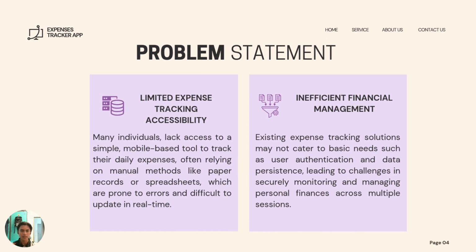After that, let's take a look at the problem statement. There are two problem statements for this project, with the first one being limited expense tracking accessibility. The reason is many individuals lack access to a simple mobile-based tool to track their daily expenses, often relying on manual methods like paper records and spreadsheets, which are prone to errors and difficult to update in real time.